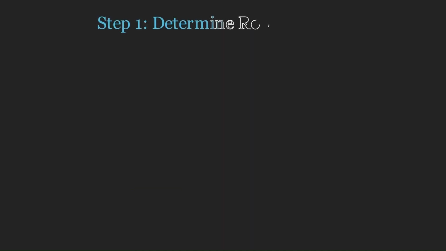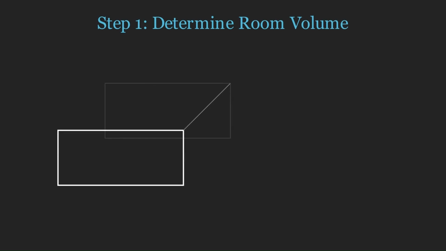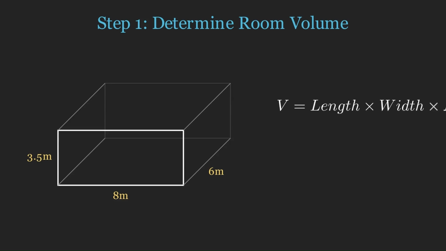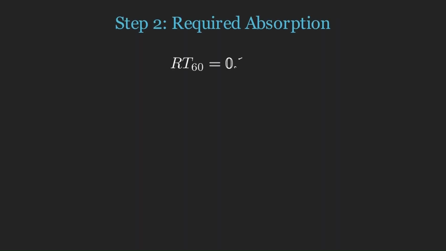In first step, we calculate volume of the room with very common knowledge of geometry. Here, multiplying length, width and height of the room gives us volume of the room, which is 168 cubic meters. In step 2, we determine the minimum target absorption needed to achieve our desired RT60 of 0.7 seconds.